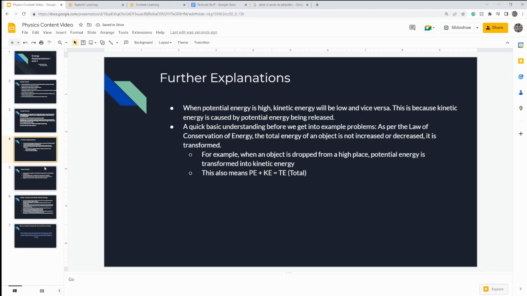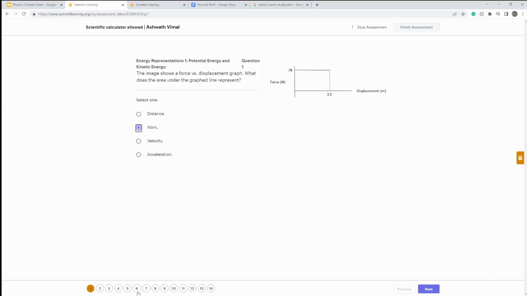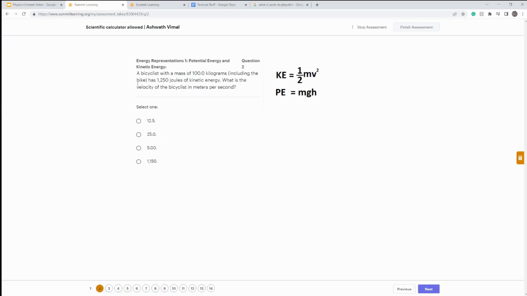All right, I'm just referring to this real quick, and we're going to do another example problem. We're going to go to number 2. A bicyclist with a mass of 100 kilograms has 1,250 joules of kinetic energy. What is the velocity of the bicyclist in meters per second? If you're given this, we know this is the formula for kinetic energy. We want to isolate velocity because that's what we're trying to find. So what we would do is multiply both sides by 2, to cancel out the 1/2 on this side.